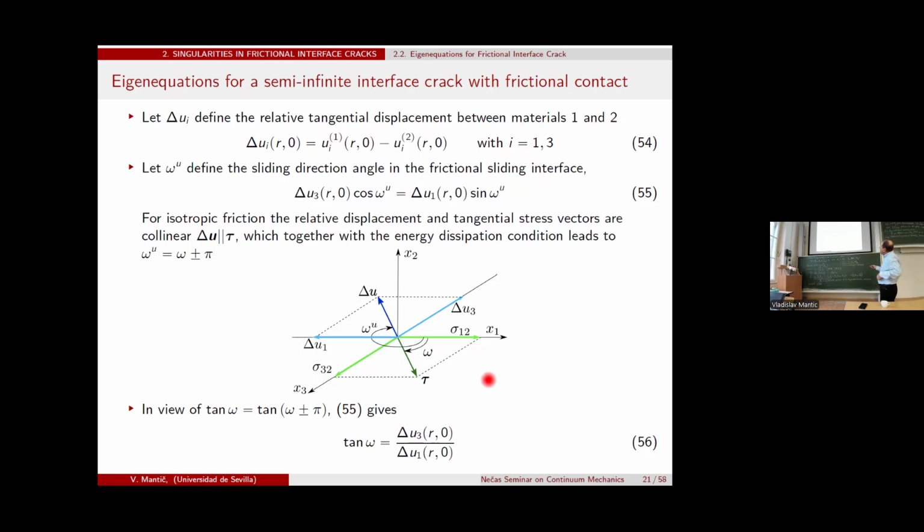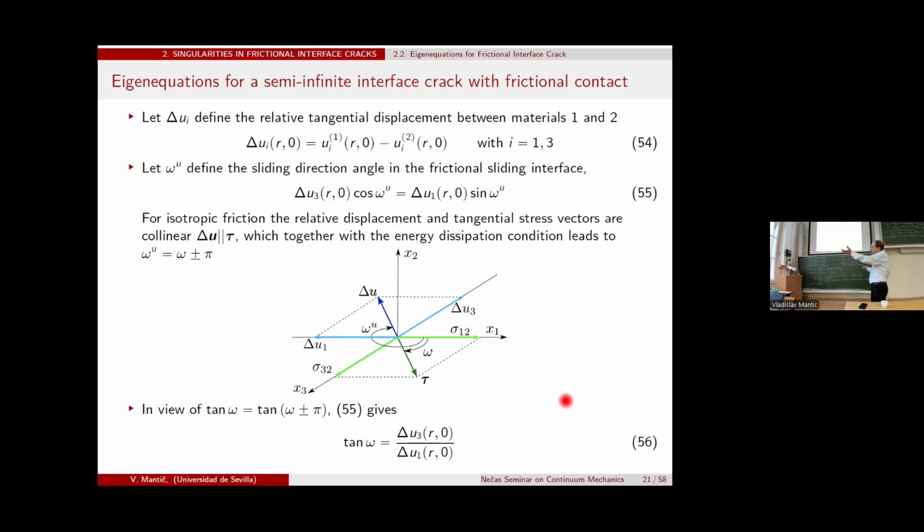Because we consider an isotropic friction law, the relative displacement should be opposite to the shear vector in order to fulfill collinearity and also the dissipation condition. So in this way, omega u is basically omega plus or minus b, and we can write this condition for the relation of delta u3 and delta u1, the relative displacement between the crack faces, and because of the periodicity of the tangent function, we can write this condition in this way.